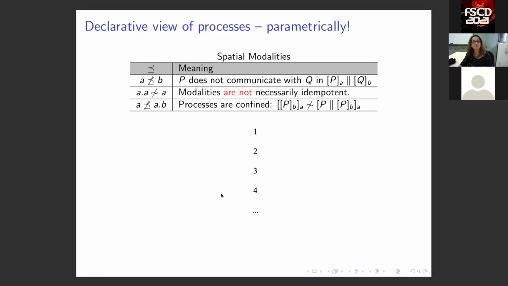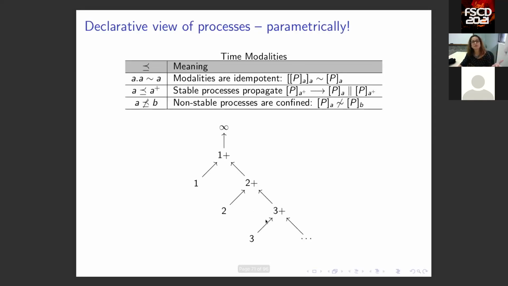So this is the way we talk about epistemic modalities. Spatial modalities now, nothing is related to nothing. So you don't have idempotency and you cannot communicate things. So you have really a discrete kind of sub-exponential structure. And with time it is really interesting because you have here time units 1, 2, 3, and you have this plus here that means from this time on. So in this way, we can talk also about temporal CCP.